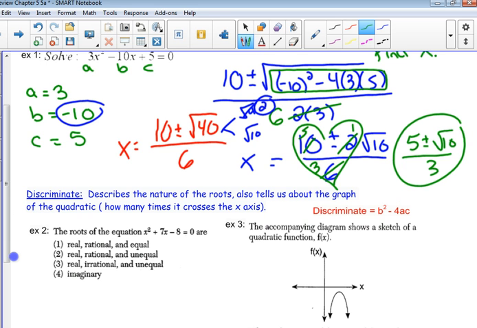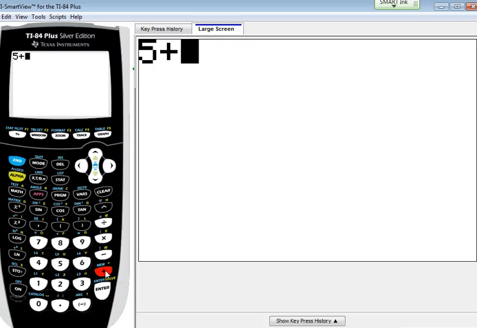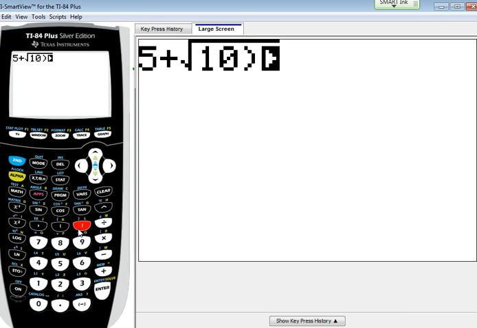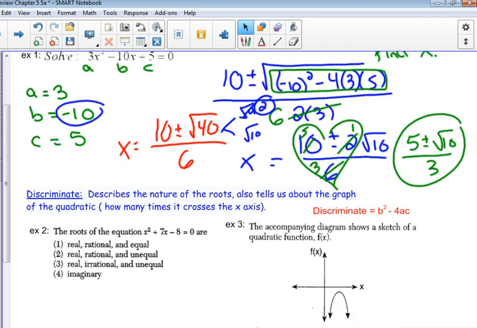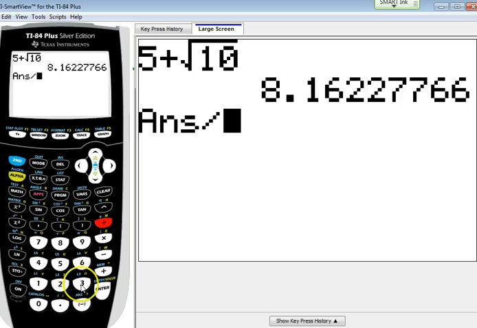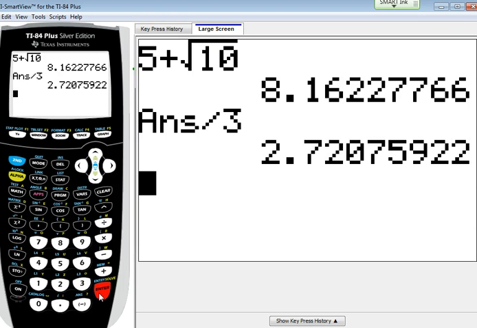Did you do 5 plus or minus, splitting it up? Yeah, you can split it up if you want to; that's totally fine. If they ask you to find x to the nearest tenth or hundredth, do you remember how to enter this in? You have to do 5 plus radical 10, and then divided by 3. So one answer would be about 2.7. Then you would do the same with the minus for the other answer.